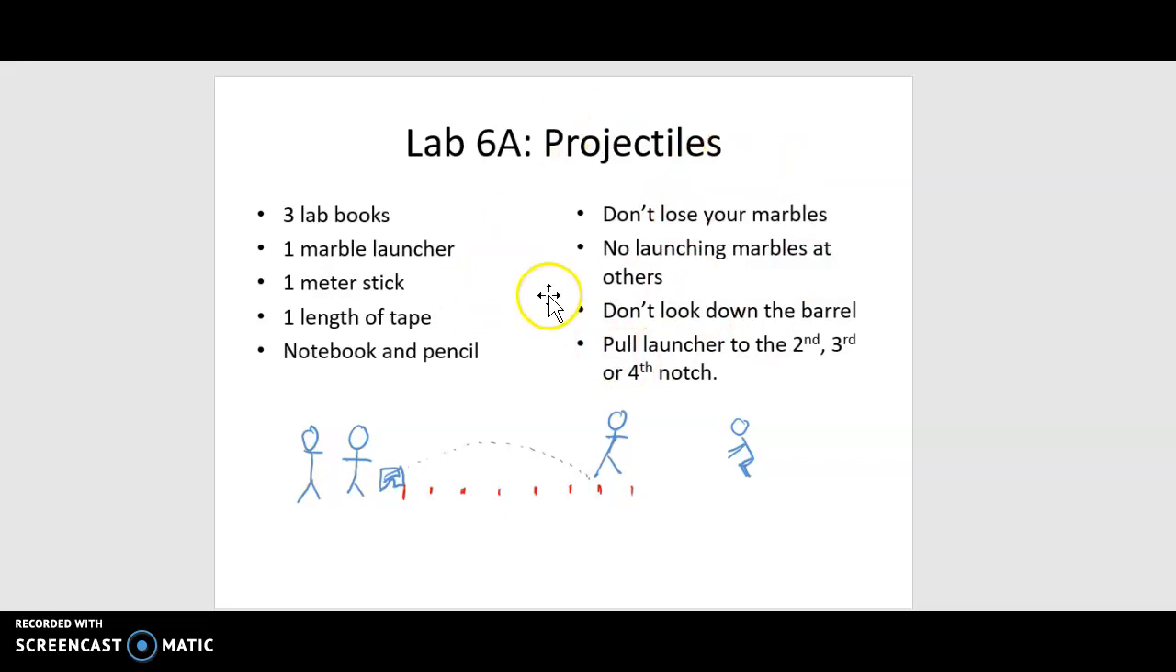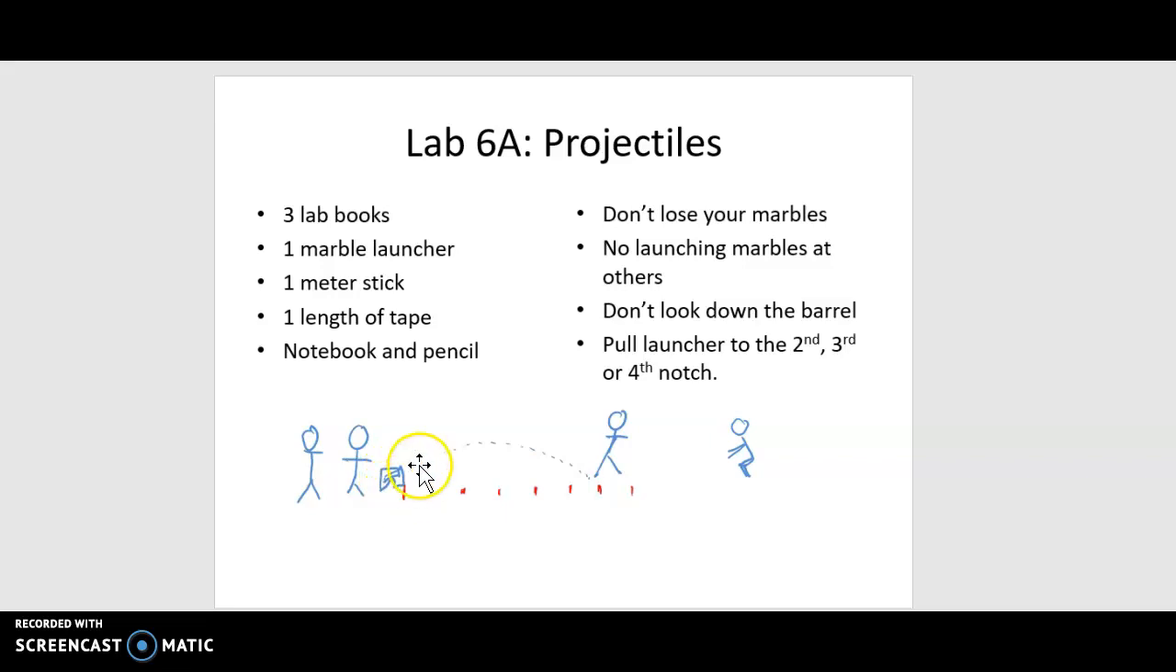So again, separate sheet of paper, I want you to have this stuff written down and this awesome diagram. And we're going to study projectiles and really find how the range of a projectile is affected by the angle that it's launched at. We're going to take some data with that. And so we're going to use projectile launchers. I'll show you what that looks like on Friday.